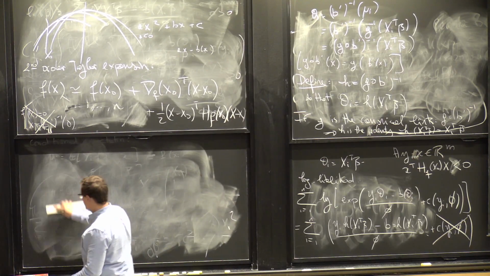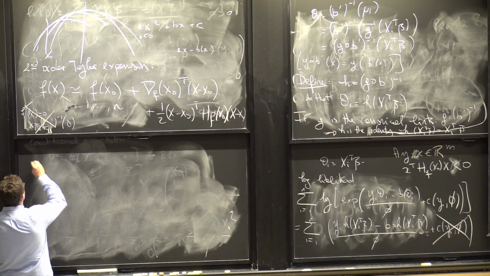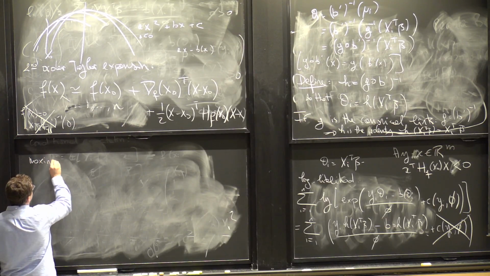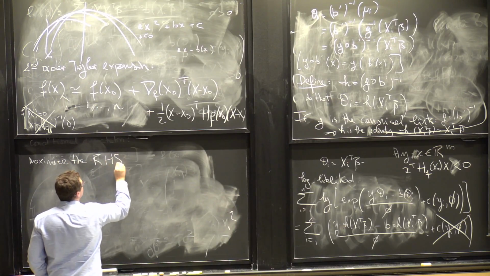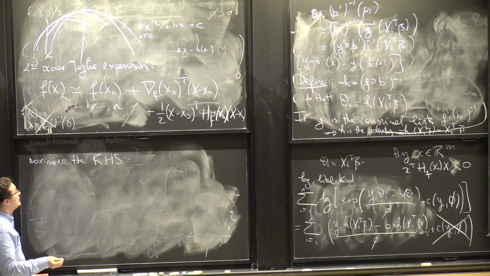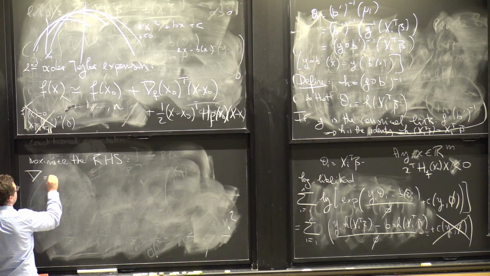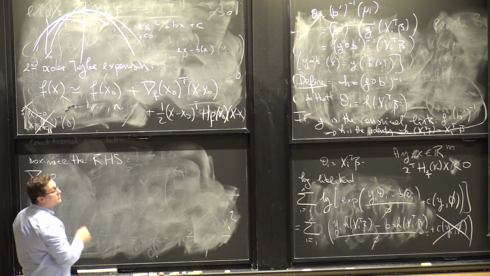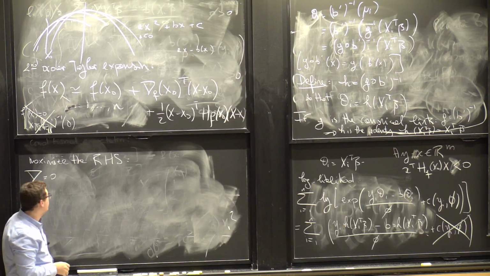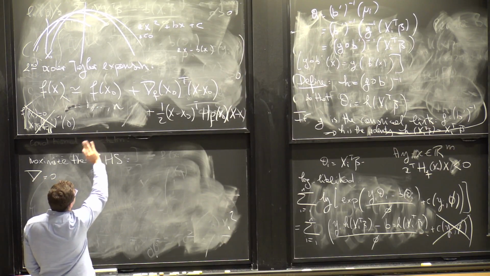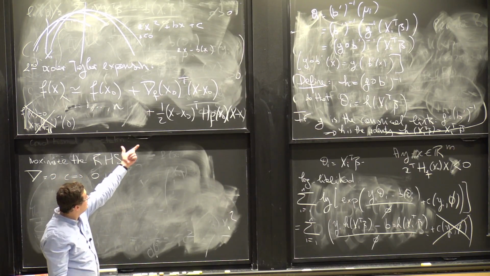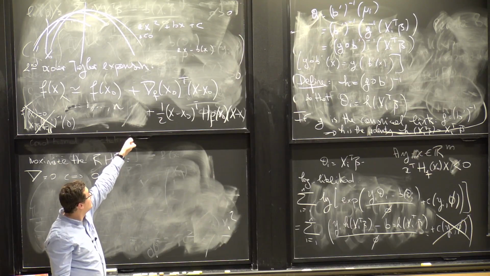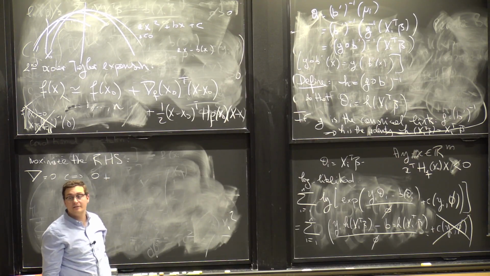Sorry, maximize. So maximize the right-hand side. And how do I get this? Well, I just set the gradient equal to 0. So what is the gradient? The first term does not depend on x, so that means that this is going to be 0 plus, what is the gradient of this thing, the gradient of f at x0 transpose (x minus x0)? What is the gradient of this guy?